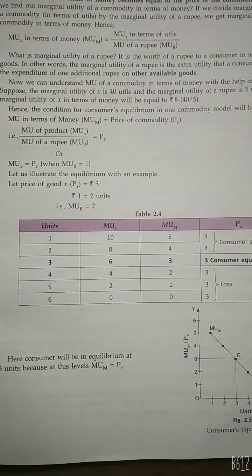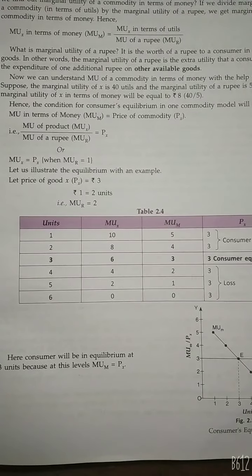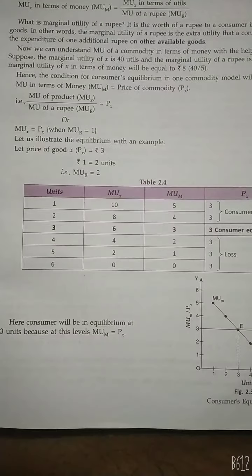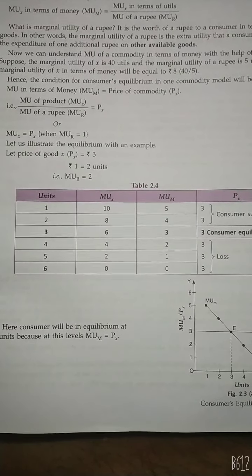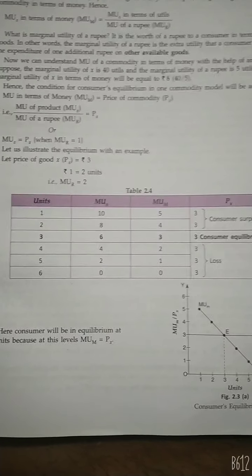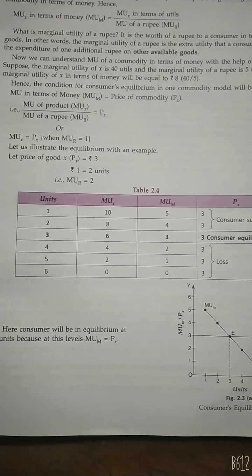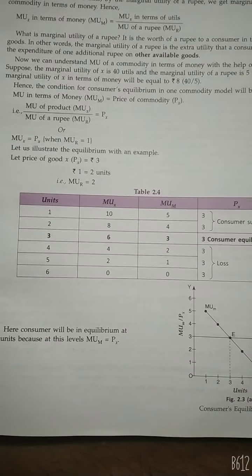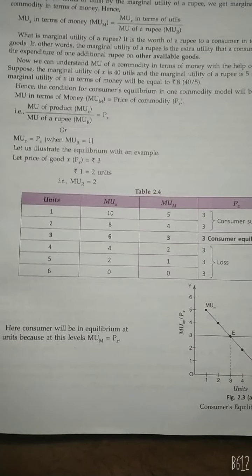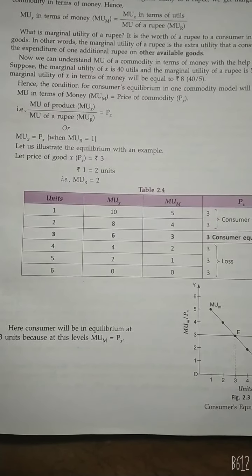Let's take one example. Price of good X is equal to 3 rupees and 1 rupee is equal to 2 units, that is MUR is equal to 2. When the consumer purchases the first unit, MUX is equal to 10 and MUM is equal to 5. We get MUM from MUX divided by MUR, that is 10 divided by 2, which is equal to 5. Like that, when the consumer purchases the second unit, MUM we get is 4, and when he purchases the third unit, the MUM is equal to 3.